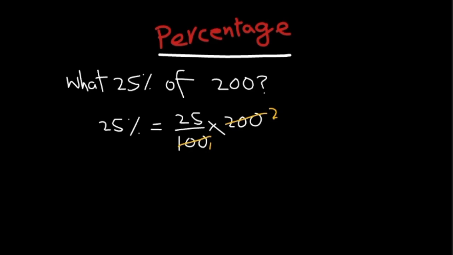After this, we multiply 25 by 2. It will become 50. So 25% of 200 is 50.